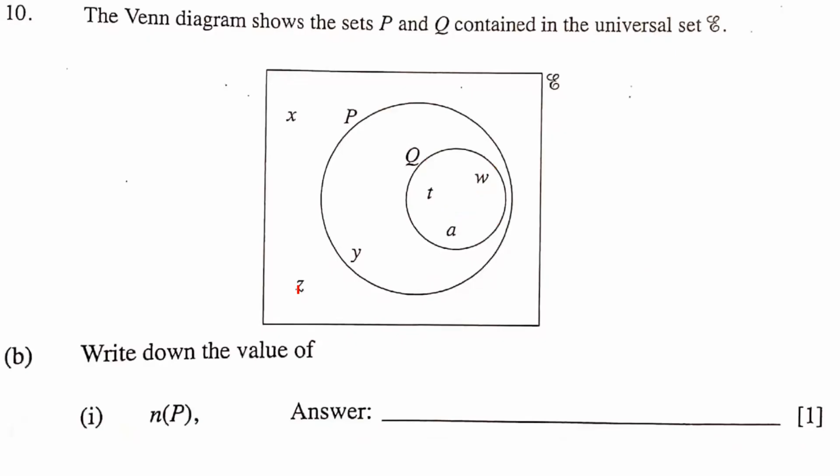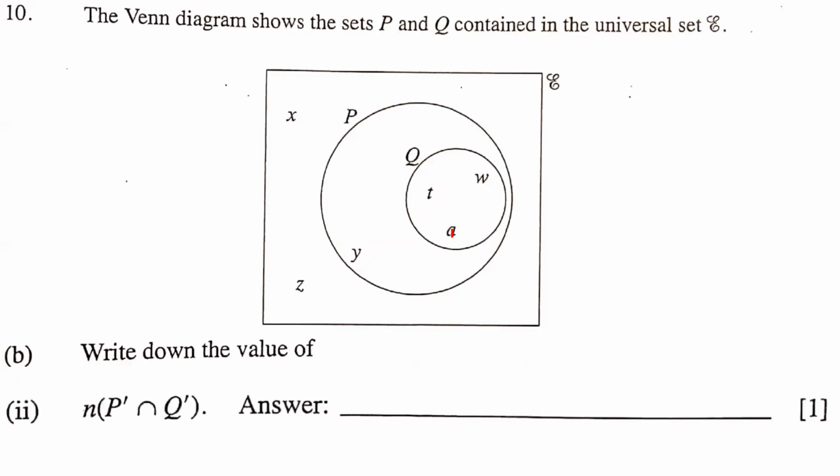And so let's move on to the next question. It says, write down the value of N of P. What this basically means is the number of elements. The way we read this is that we want the number of elements in P. So how many elements are actually in P? Well, Y is in P, so that's 1. This is in P, even though it's also in Q, but it's also in P as well. It's like the baby and the mother, right? And so T is also inside P. So that's 2. So we have 1, we have 2. This is also 3, and this is 4. So the number of elements that are inside P is definitely 4.